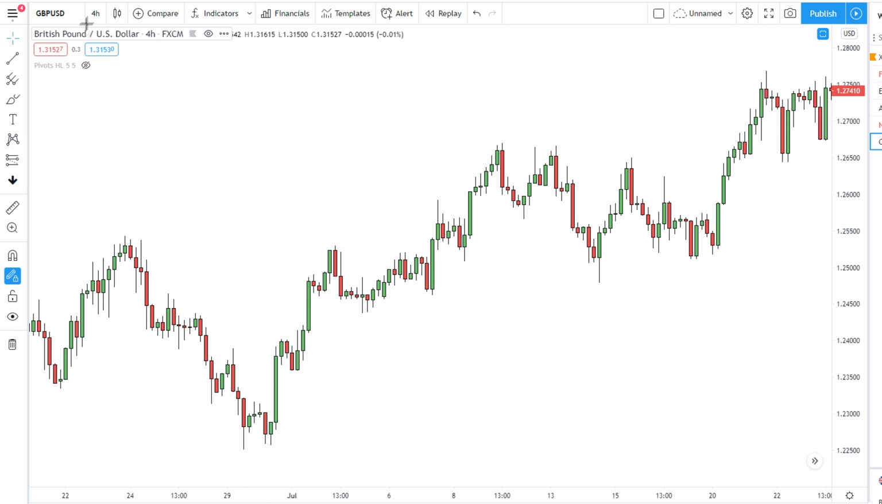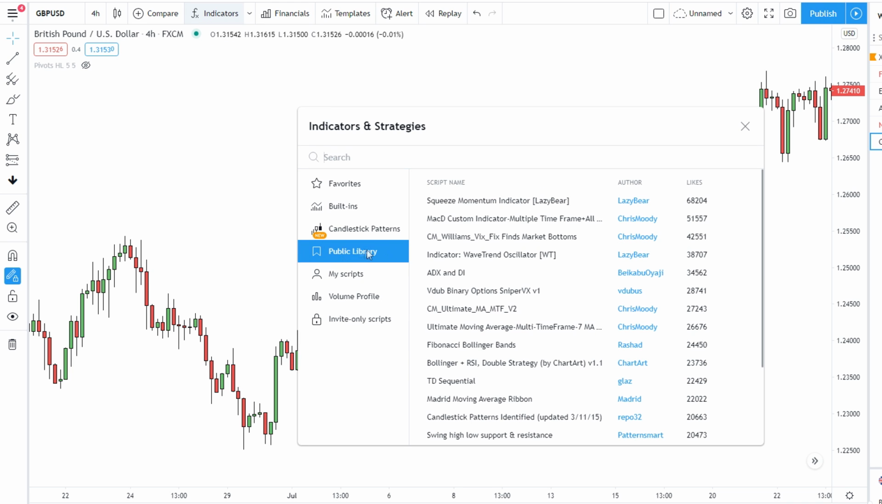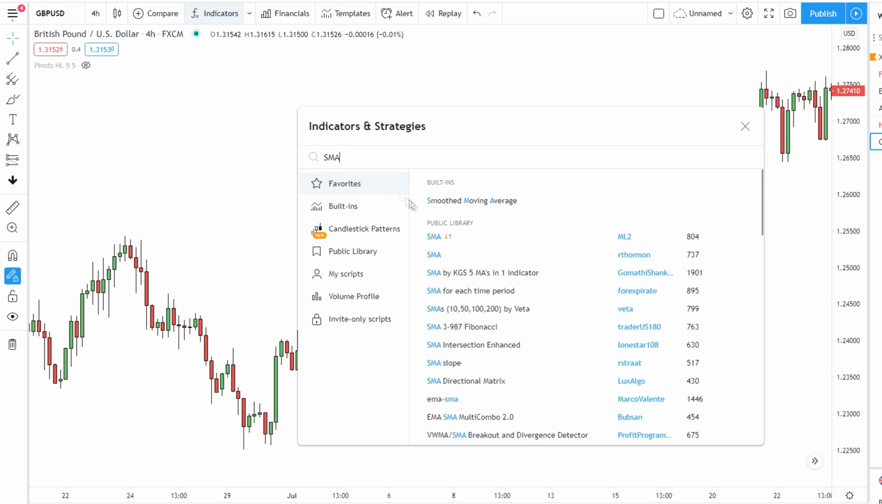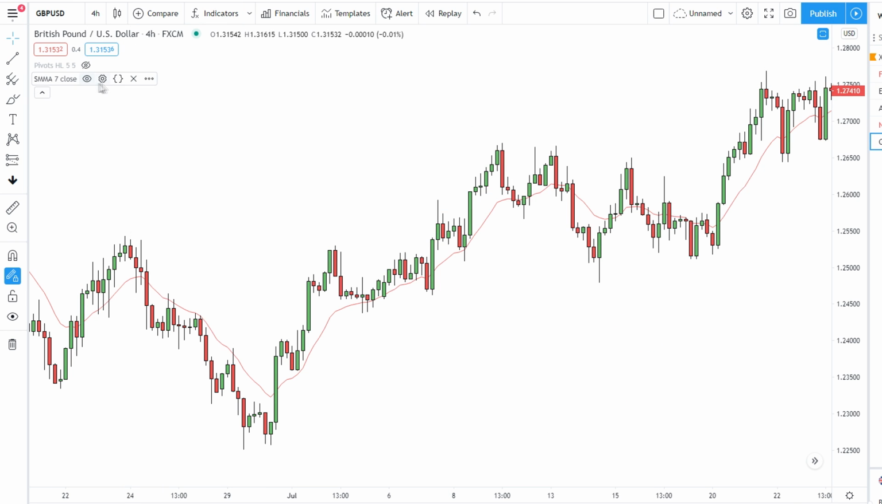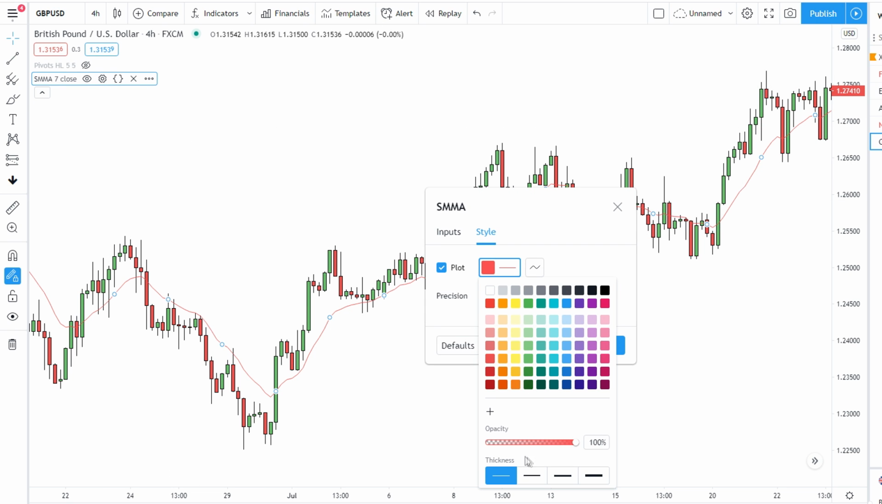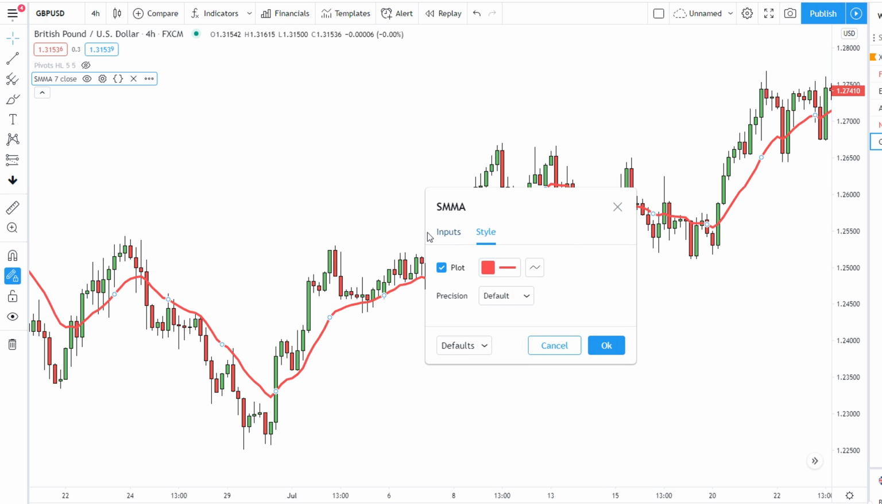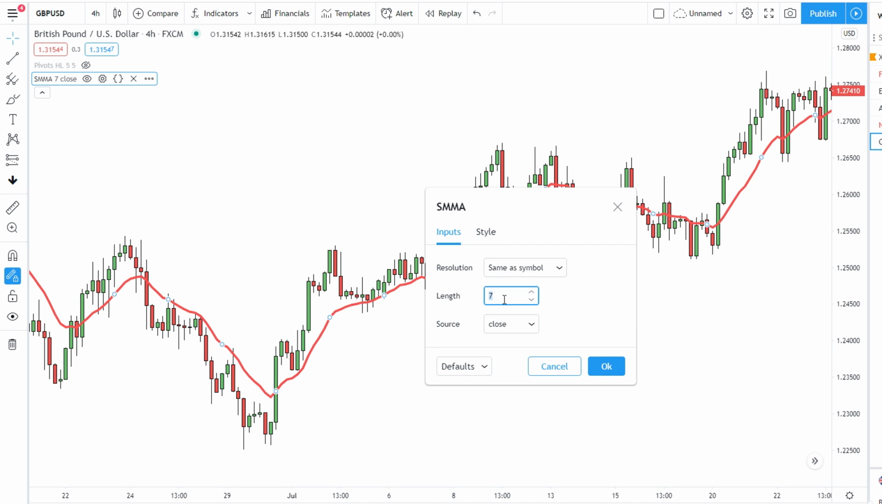Okay, so we're on the 4 hour time frame on GBP USD. Let's go to indicators. Go to the public library and you're going to search for SMA. It stands for simple moving average. Add it to your chart. Go to the settings. It can be any color you want. The thickness, I'm going to put it to the highest level. And the length, this is important, it has to be 50.